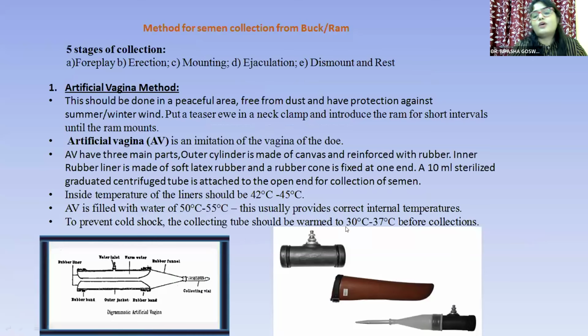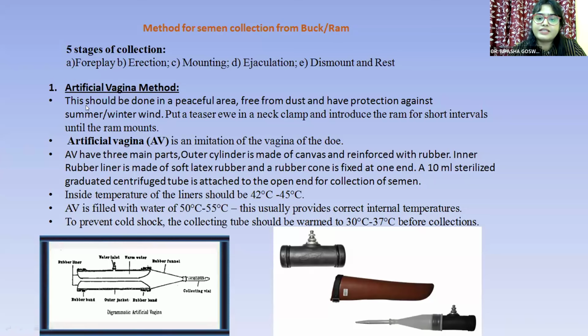Now, how will we collect the semen? There are different steps. Number one, here are the 5 stages of collection, which are normal for all animals: foreplay, then erection of the penis, then mounting, ejaculation, and dismount and rest. These 5 stages we can see in every animal. But in the case of goat and sheep, we mainly use 2 types of method. Number 1 is the artificial vagina method, and number 2 is the electroejaculation method.